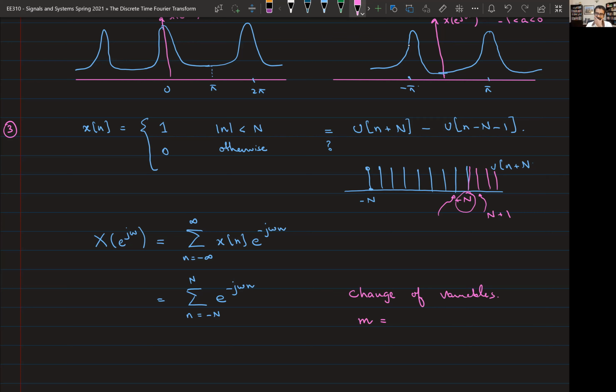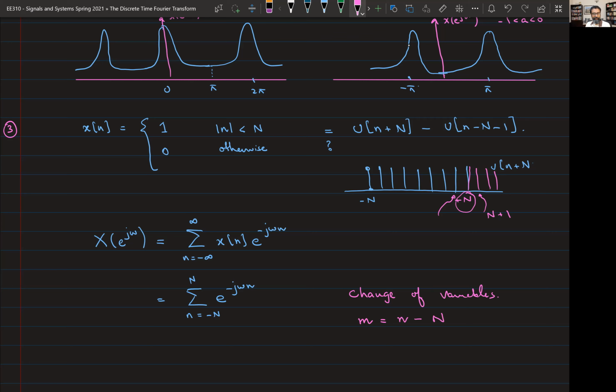Minus n. No. Should be a shifting, right? Yes. You know, Abdullah? n minus capital N. n minus capital N. If I do n minus capital N, is this okay? Is this good? Anybody else? Right, Hamza, you're there. It should go from 0 to 2N plus 1, right? That's correct.